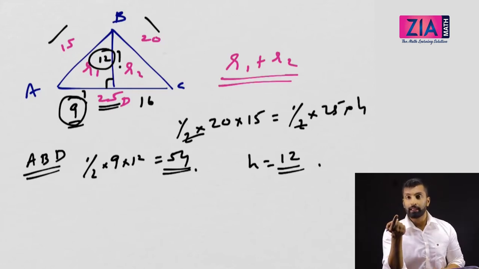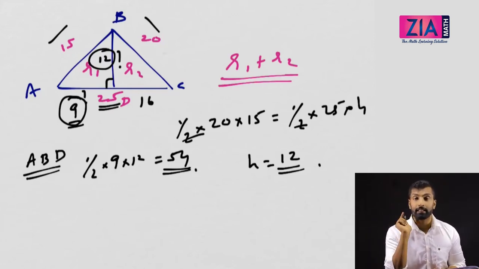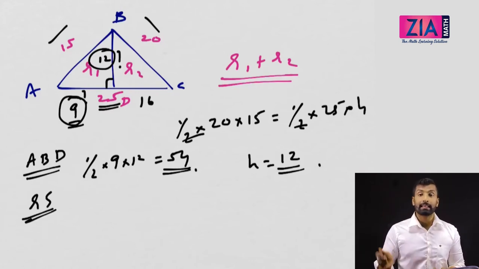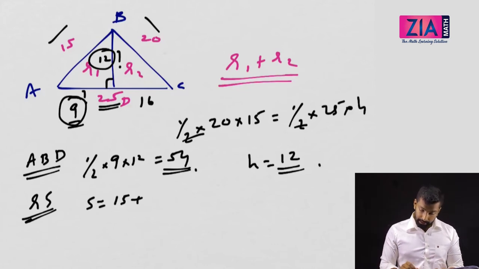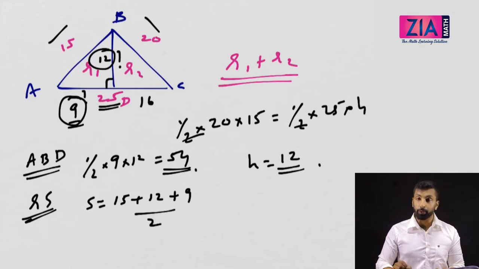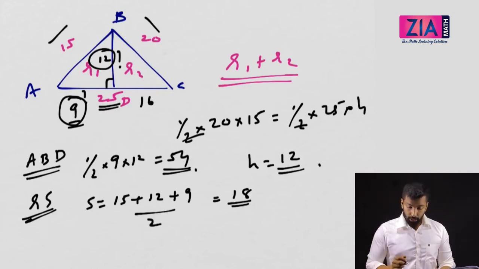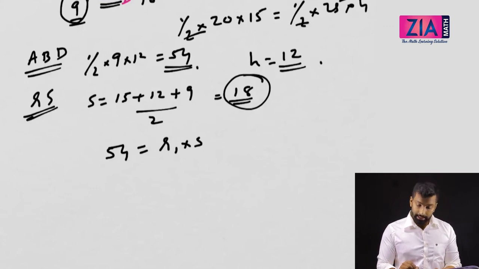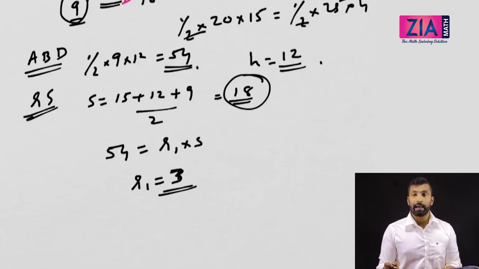You have an alternate method of finding the area if the inradius is known. What is that? RS. What is S? S is the semi-perimeter, right? So S is equal to all the 3 sides divided by 2. So A plus B plus C divided by 2. So what is that? S is equal to 15 plus 12, the height, plus 9, divided by 2. So what you get? 18. So you got S is equal to 18. So area is 54, which is equal to R1 into S. So S is 18 means R1 is equal to 3. So the first radius you got as 3.